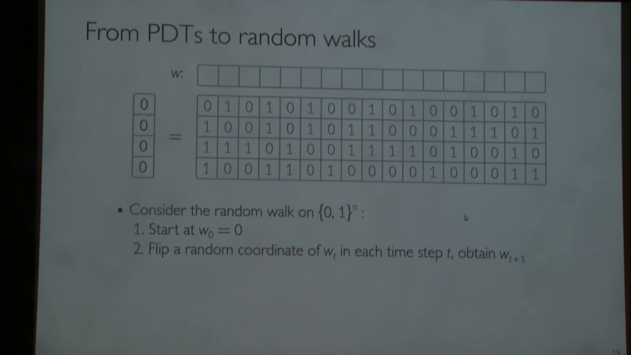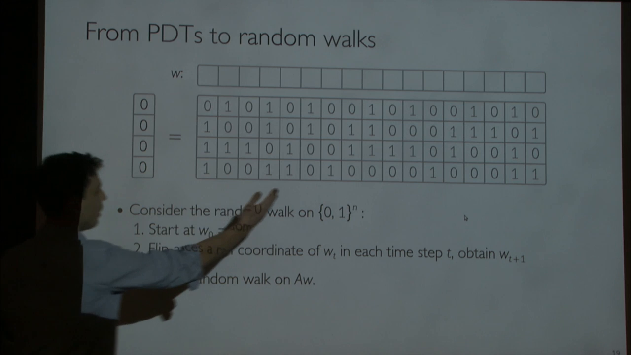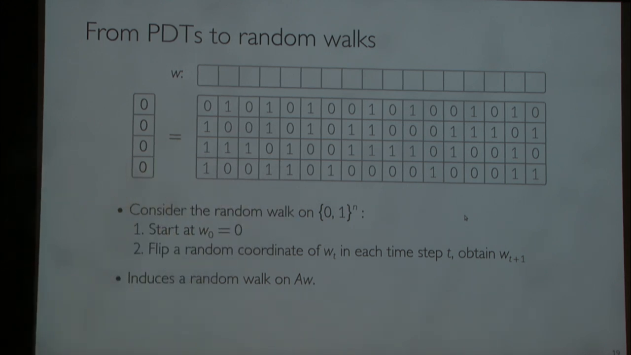And now, as we do a walk on this W, there's a projected random walk happening here. Whenever I add 1 to one of the coordinates of W, the corresponding column is added to this B. So as I do a random walk on W, this induces a random walk on A times W. And this is linear, so when W is 0, AW is also 0, and we only accept when AW reaches B. So there's some random walk happening on this smaller dimension.